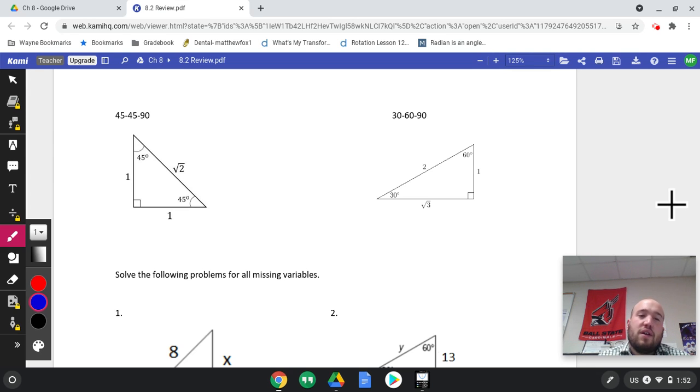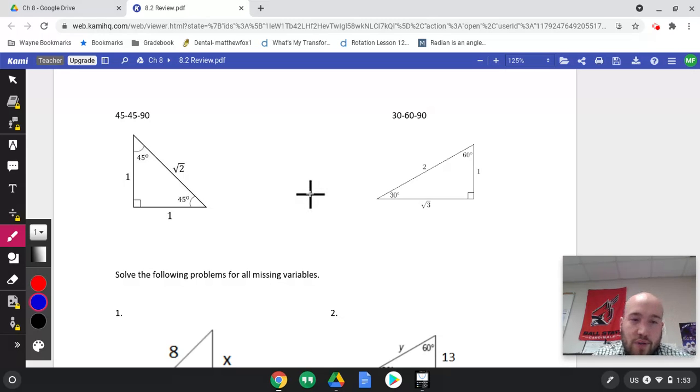Today we are going to talk about our two types of special right triangles. Again, we're going to try to review 45, 45, 90 triangles and also 30, 60, 90 triangles. Now, if you haven't watched the videos on each of these individually, you probably should pause the video, go back and do that.